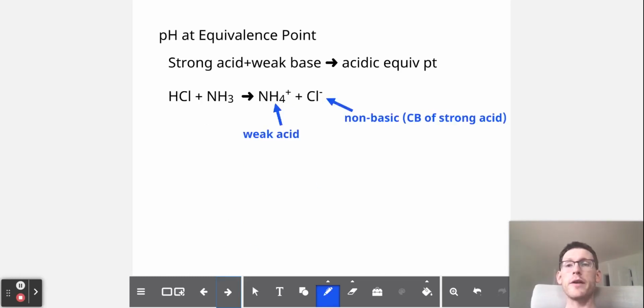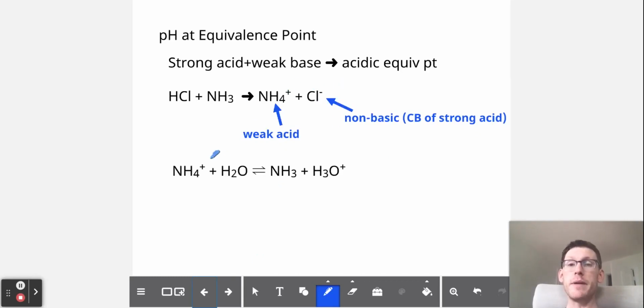At the equivalence point, a solution may have an acidic, basic, or neutral pH. For a strong acid and strong base, you'll have a neutral equivalence point. For a strong acid with a weak base, the products will be a weak acid, and the conjugate base will essentially be non-basic since it's the conjugate base of a strong acid and really doesn't allow the reaction to go backwards. As a result, the equivalence point will be at an acidic pH.